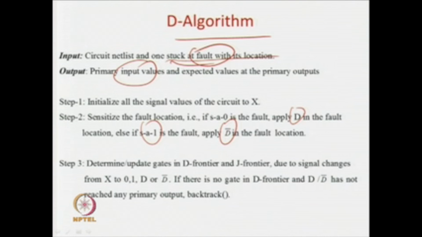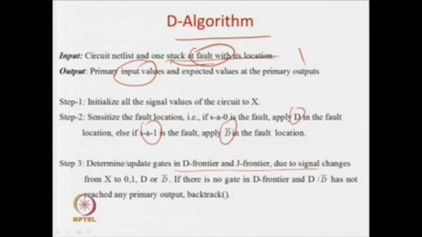needs to be propagated. Then in step 3, once that is done, the first step is actually to make everything X, then you sensitize the fault, that is, you write D or D prime in the fault location, and then you determine the gates in the J frontier and D frontier due to some changes. Why did some changes happen? Because you are putting a D or a D prime in the fault location. Now you have to propagate the value.